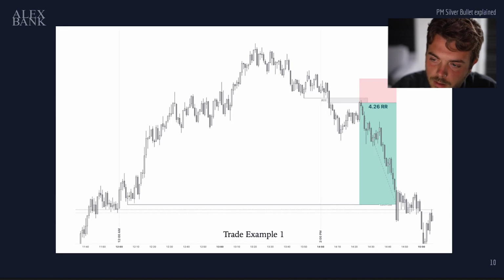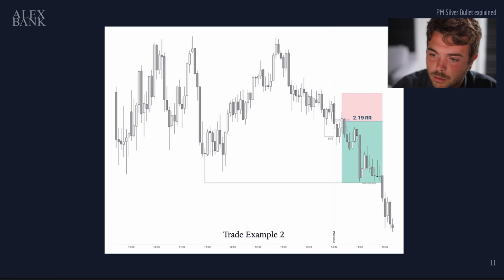Here I marked the low of the lunch session. As you can see, during the PM hour after 2 p.m., price starts to bounce back up to fill the fair value gap, and then it starts to drop until it takes out the liquidity of the lunch low. This trade was a 4RR, as you can see.